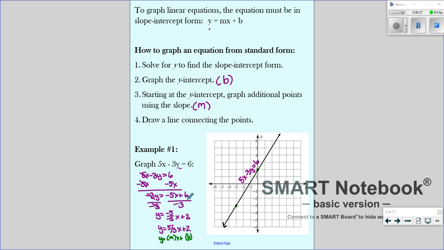Then you graph the y. Find the y, find the m, our b. I'm sorry, find the y-intercept, which is our b, which is 2, and then use our slope to give our direction for the next point. Once you do that, connect the dots, draw your line, put the arrowheads, and label with the original equation, which was our standard form in this situation.